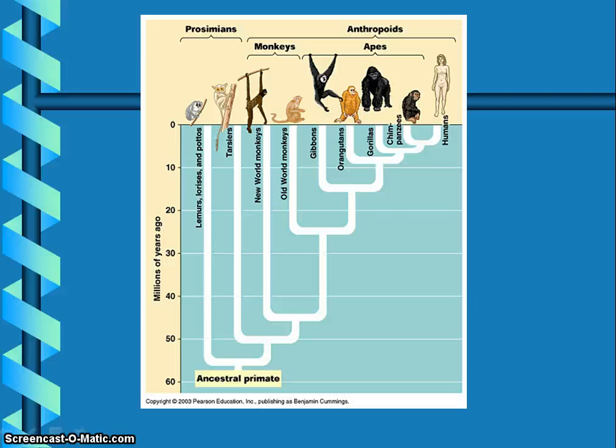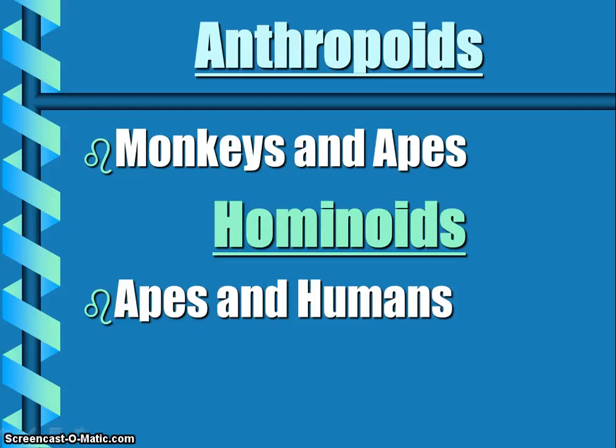This is just showing you the different divisions of the primates. Again, there are 2 types: anthropoids and hominoids. So the anthropoids are monkeys and apes, and the hominoids are apes and humans.